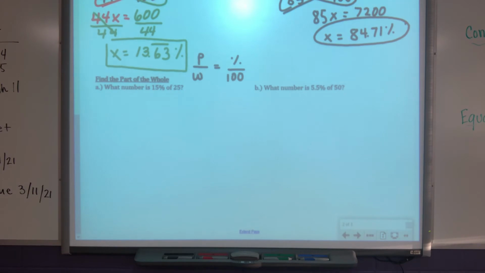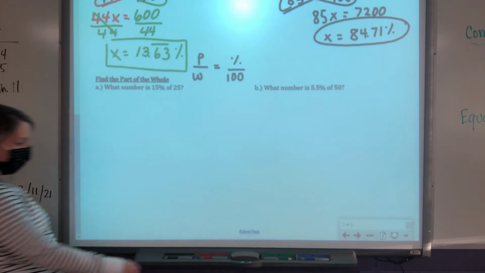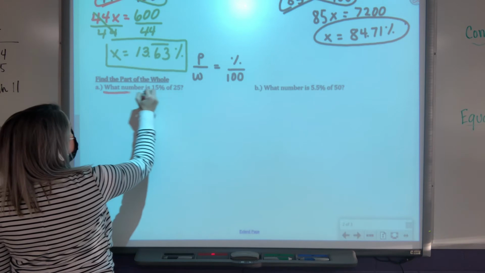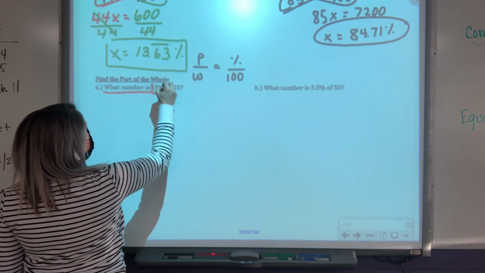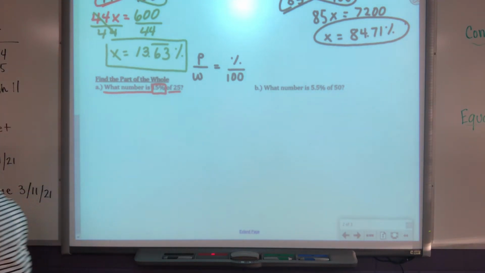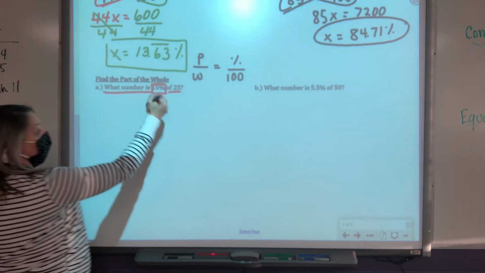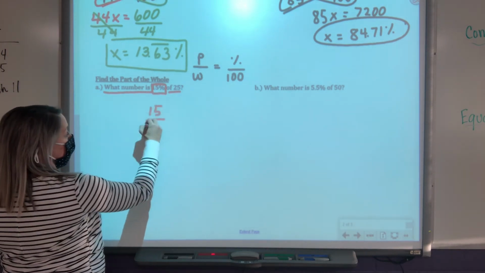Here's our next one. What number is 15% of 25? What do you know immediately before you even start the problem? That we already have a percent. We have a percent. So our percent goes over what? 100. So right away, we can put 15 over 100.